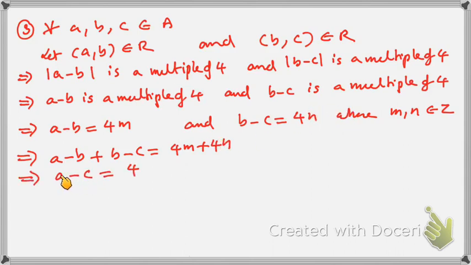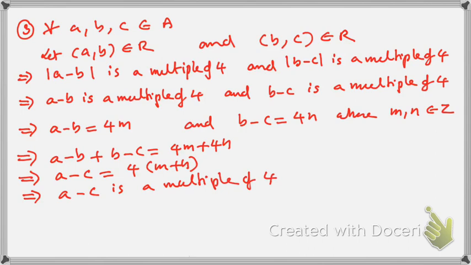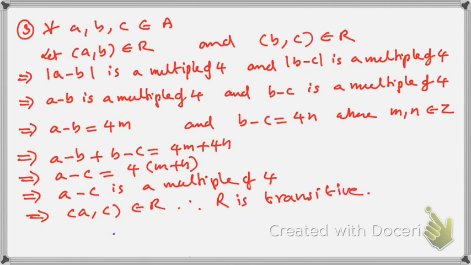So I get a minus b plus b minus c is equal to 4m plus 4n. Plus b minus b cancel, so I am left with only a minus c on the left side. 4 is a common factor. m and n are integers, so m plus n is an integer. So 4 times an integer makes a minus c a multiple of 4. And if a minus c is a multiple of 4, we say a comma c belongs to R. A is related to c. So we started with a is related to b and b is related to c. Now that implies a is directly related to c, which makes it transitive. So R is transitive.